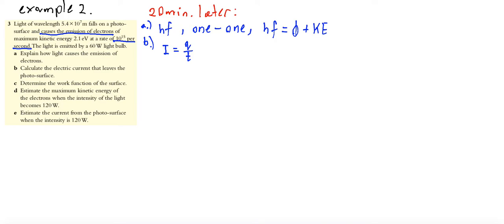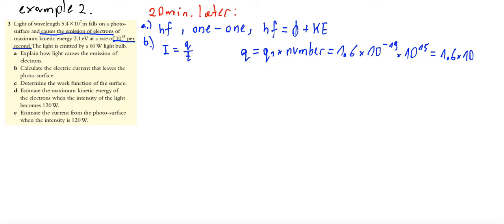So let's look. Charge of electrons is number of electrons times charge of one electron. So charge of one electron times number of electrons emitted is the total charge emitted in 1 second, because this number 10 to the power of 15 is given per second. So it is 1.6 times 10 to the power of minus 19, this is the charge of one electron, times 10 to the power of 15, because this is the number of electrons removed per 1 second, which is 1.6 times 10 to the power of minus 19 plus 15, minus 4 coulombs.